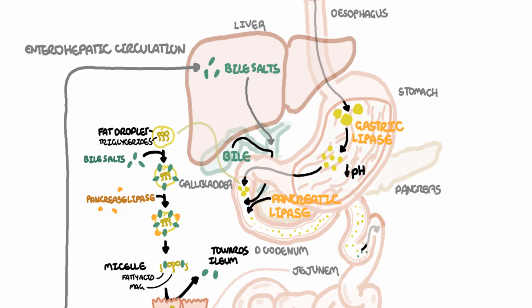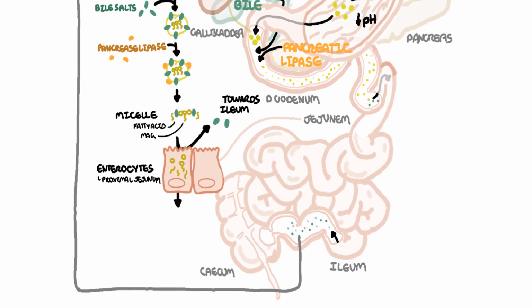The fatty acids and the monoglycerides, which were absorbed in the jejunum, will be packaged up in the cells to form fully mature chylomicrons. And these chylomicrons will then bind to the basolateral membrane and be transported to the intestinal lymphatics. And from the intestinal lymphatics, they will then enter the general circulation to be transported around our body.